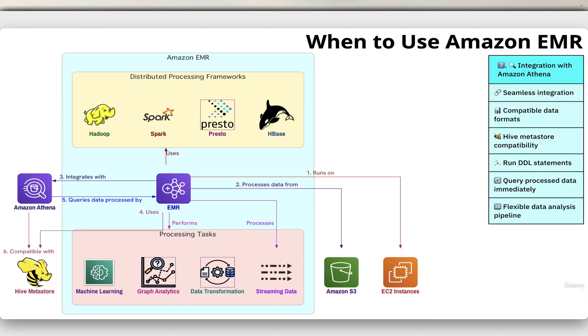EMR integrates seamlessly with Amazon Athena for querying processed data. Athena supports many of the same data formats as EMR and is compatible with Hive Metastore. This integration allows you to run DDL statements on Athena and query your EMR processed data immediately without affecting ongoing EMR jobs. And this provides a flexible and powerful data analysis pipeline.